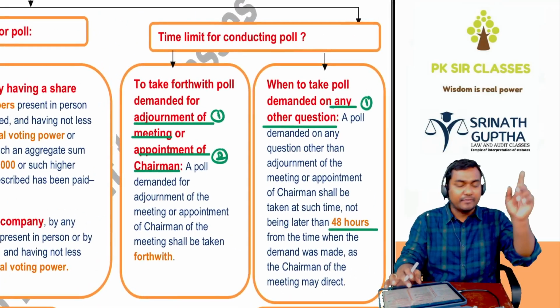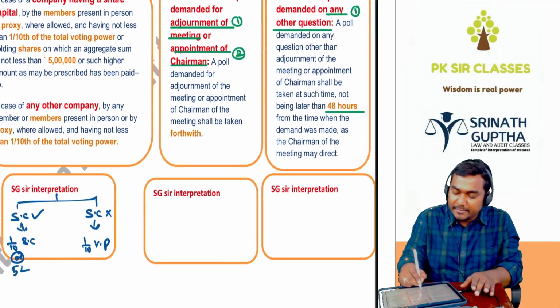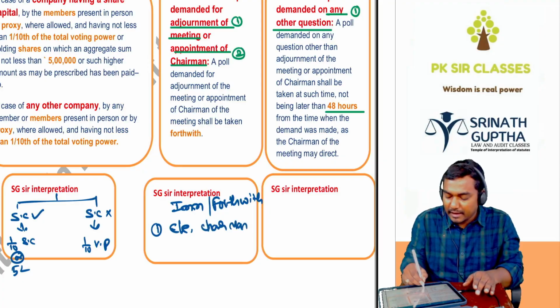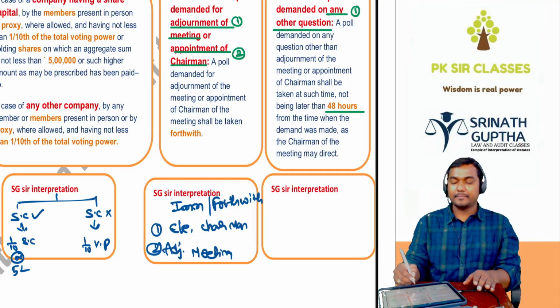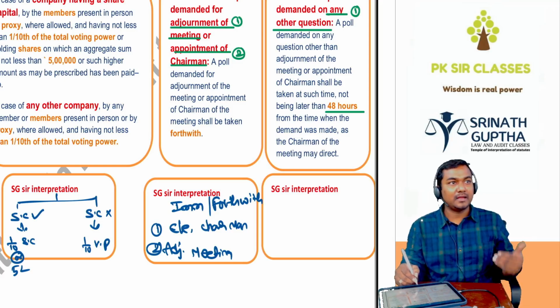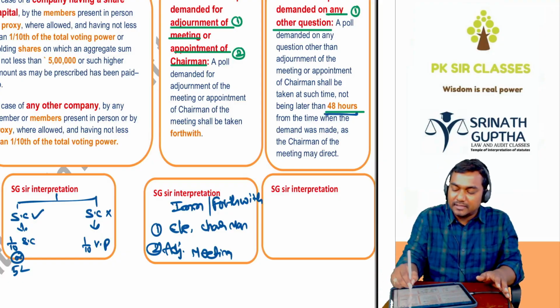Yes sir, no sir. If any member demands a poll, the chairman has to conduct the poll immediately or forthwith for two reasons: election of the chairman, and adjournment of the meeting. So if a member demands postponement of the meeting, or demands a new chairman in place of the old chairman, the chairman has to conduct the poll immediately. For any other reasons, the chairman has to conduct the poll within 48 hours from the demand.